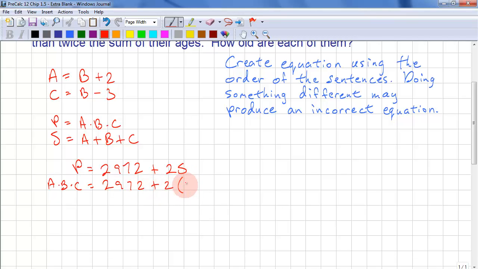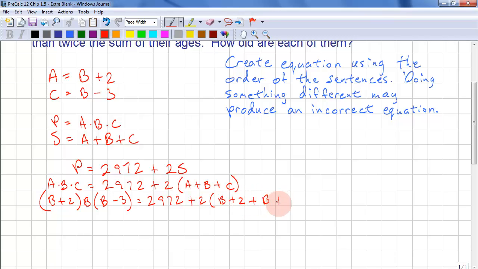And use brackets here. Anytime you substitute, always use brackets. Okay, now we substitute one more time. We substitute A and C. So we have B plus 2 times B times B minus 3 equals 2,972 plus 2 times A, which is B plus 2. We don't need brackets here. Plus B plus C, which is B minus 3.